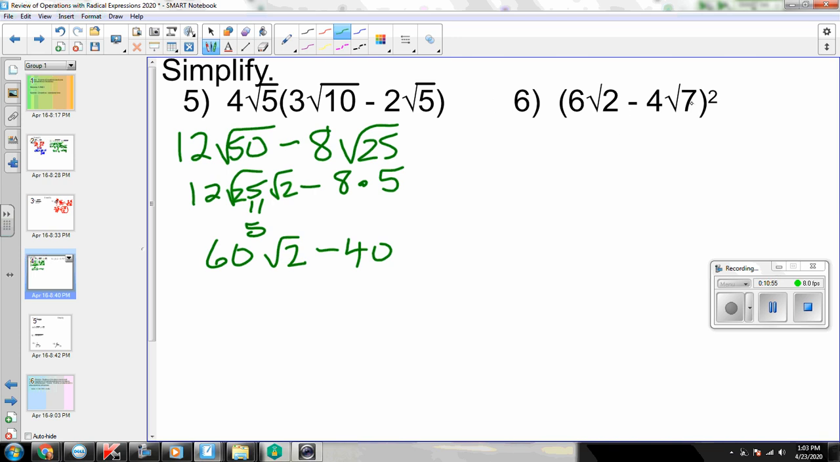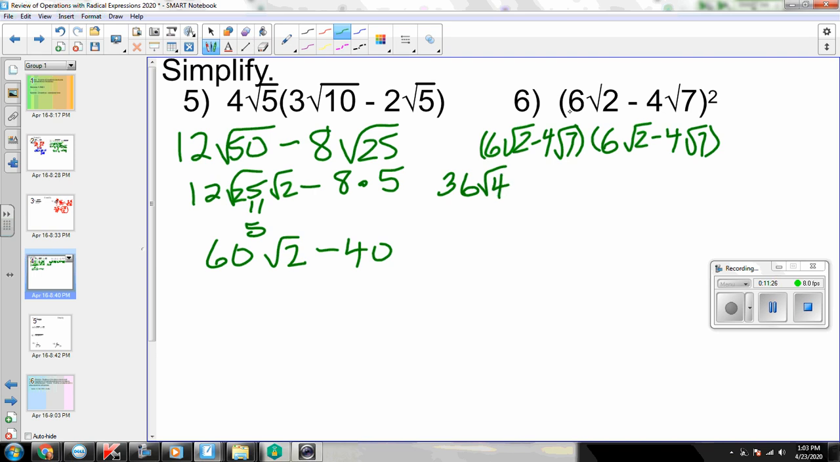Looking at number 6, I have this to the second power. So I'm taking a binomial times a binomial. I'm going to have 6 radical 2 minus 4 radical 7 times 6 radical 2 minus 4 radical 7. So remember, when you multiply a binomial times a binomial, you need to use FOIL. So if I multiply my first term, 6 radical 2 times 6 radical 2, I'll get 36 radical 4. Outside would be the negative 4 radical 7 times the 6 radical 2. So that would be a negative 24 radical 14.